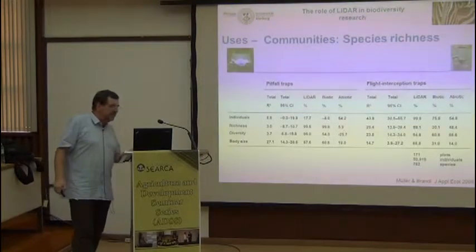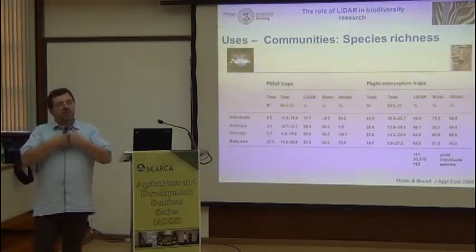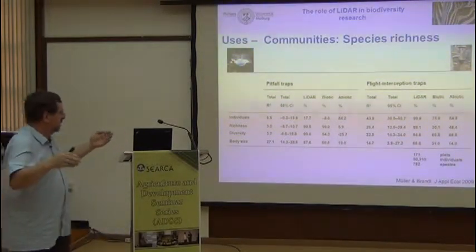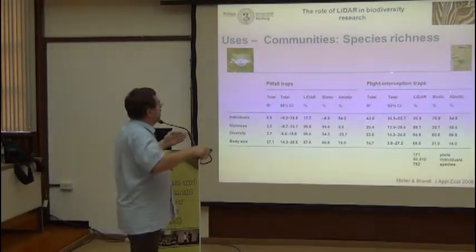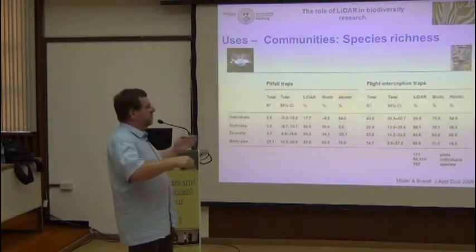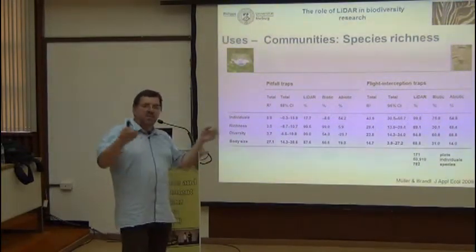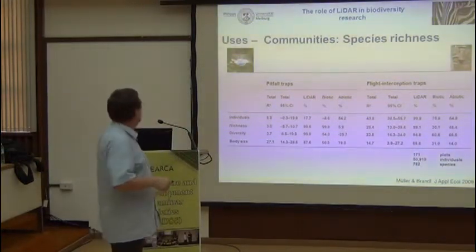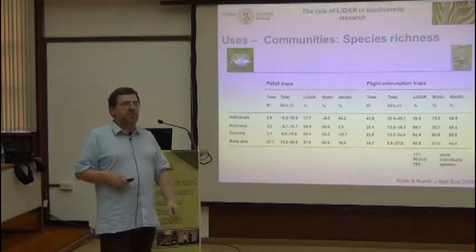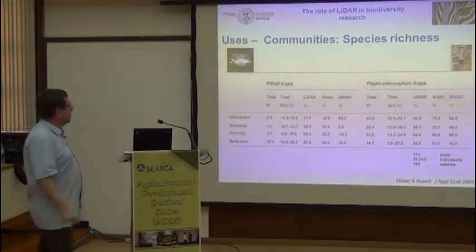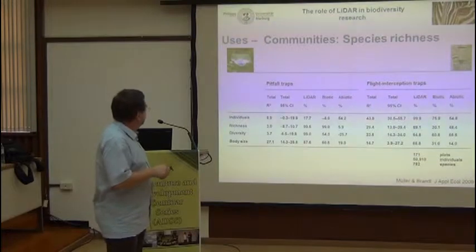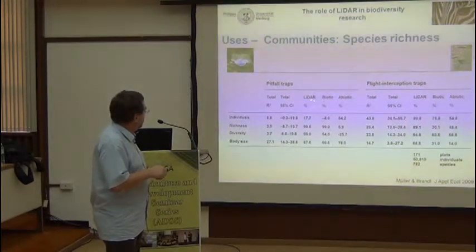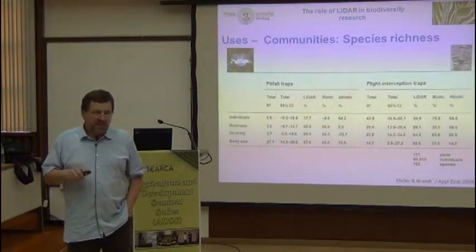We modeled abundance here. Of course, you can also not model abundance, you can model even higher levels of abundance. Here we did it for species from flight interception traps. These are these funny traps where the animals fly in, hit the glass and fall. It is wild. And you can also use pitfall traps, as I said before, for animals crawling around. And what we have done here is we looked at the percentage LiDAR can explain from other environmental variables.